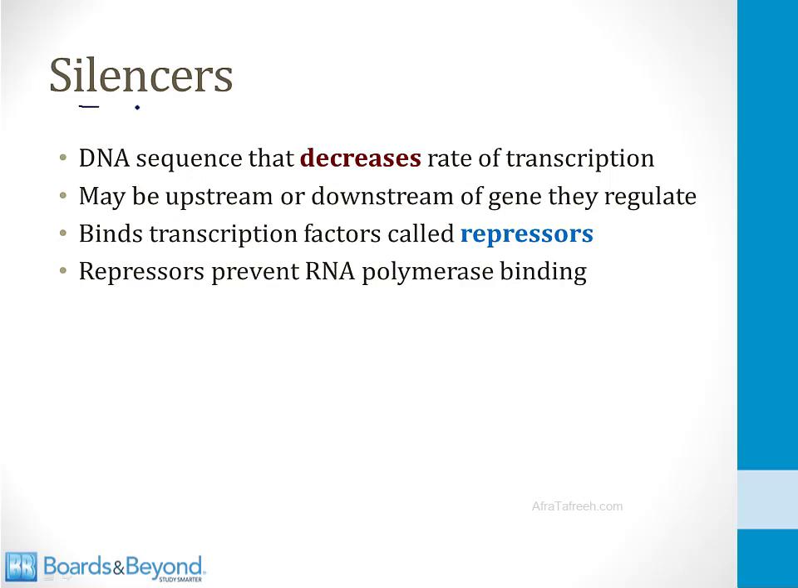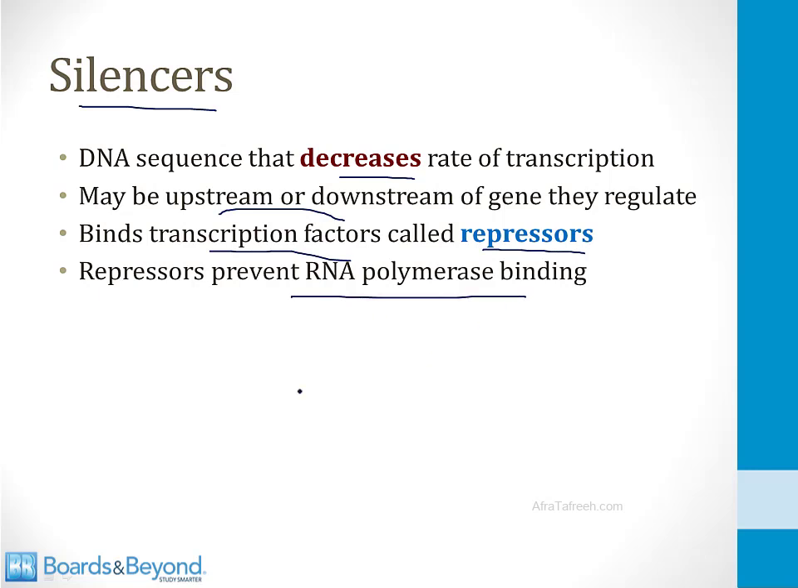And silencers are just the opposite of enhancers. They are DNA sequences that decrease the rate of transcription. They can also be upstream or downstream from the gene they regulate. They can also be very far away in terms of nucleotides, but geometrically close. These silencers bind to transcription factors called repressors, and when they do so, they can prevent RNA polymerase binding and therefore prevent transcription.